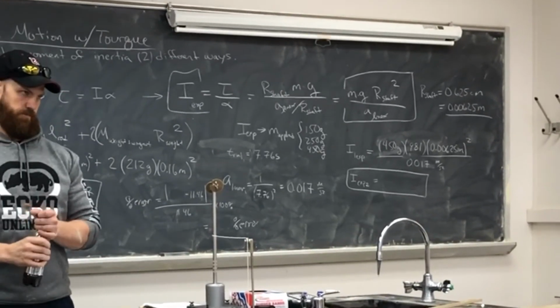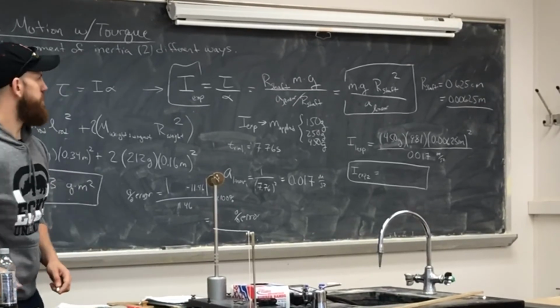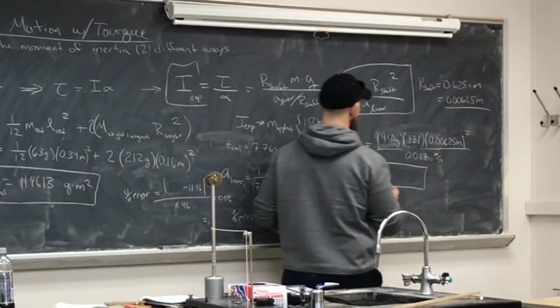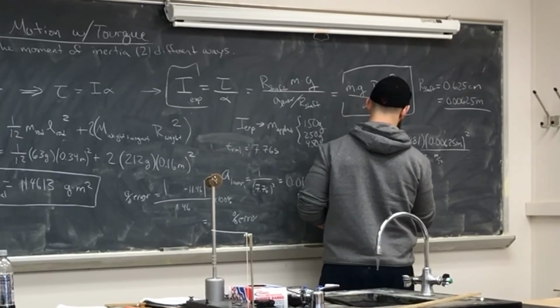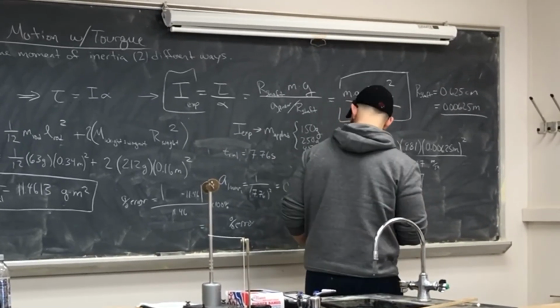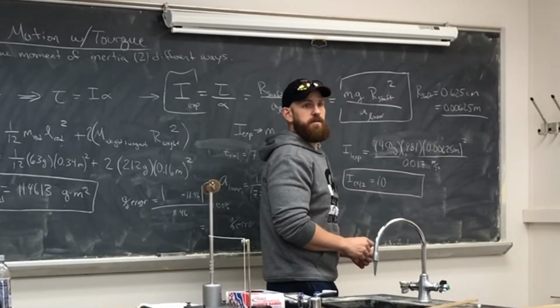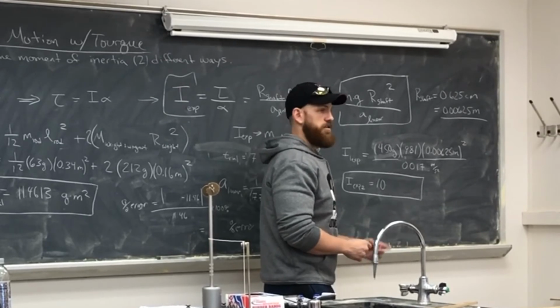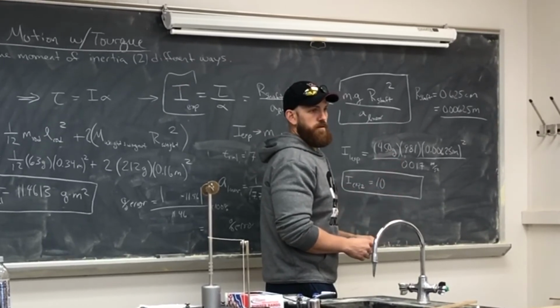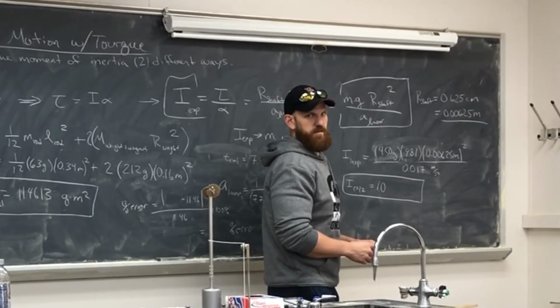Crossed fingers. 10.97. What is it? 10.97. Further away. All right. I'll wait for consensus. Change the mass, right? Yeah. 10.14. I got 10.13. I'll take those numbers.